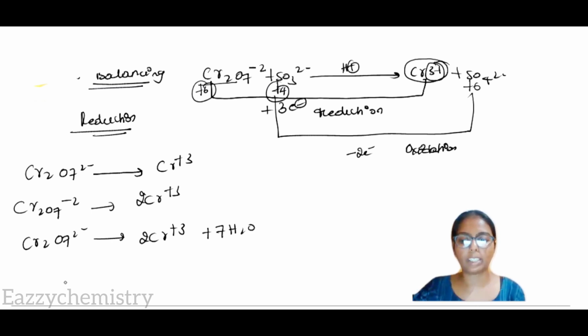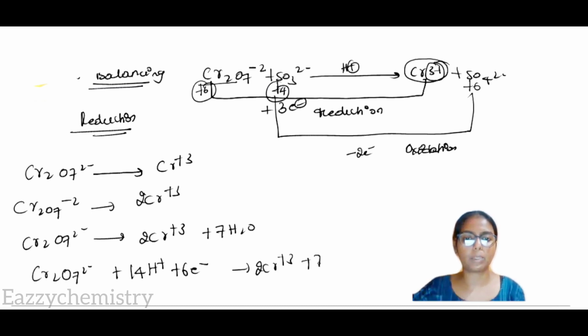So at last we get Cr2O7 2- plus 14 H+ plus 6 electrons, which gives rise to 2Cr +3 plus 7 H2O. So this is the reduction reaction.